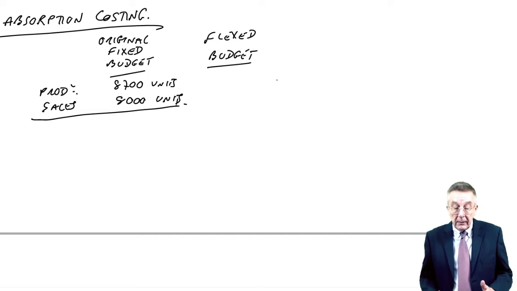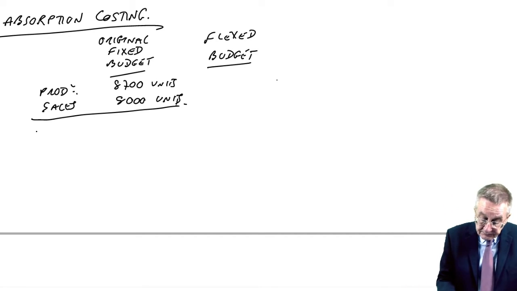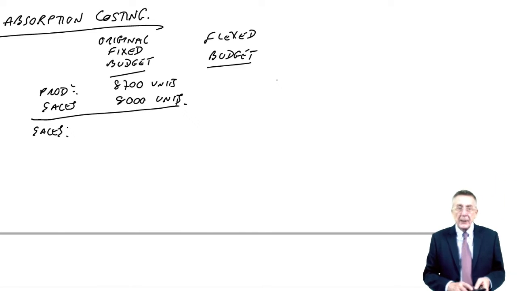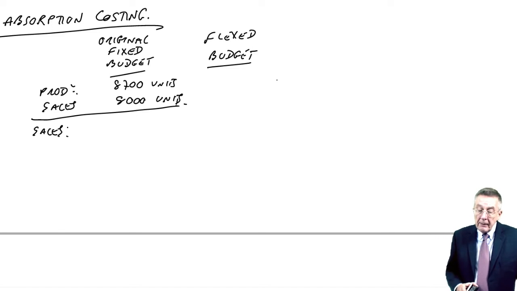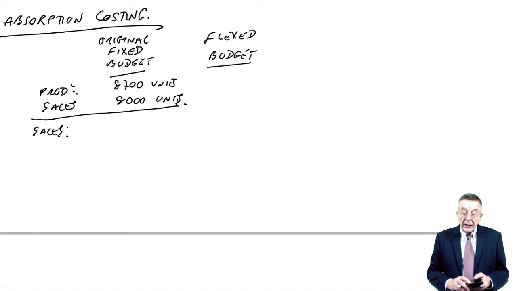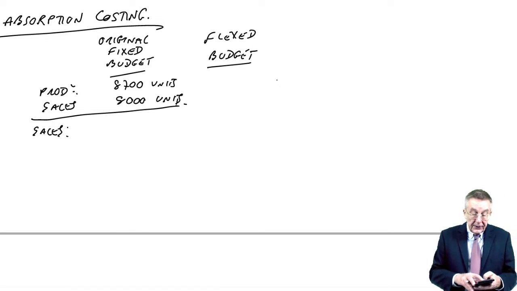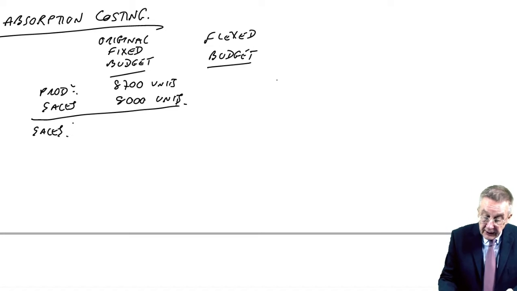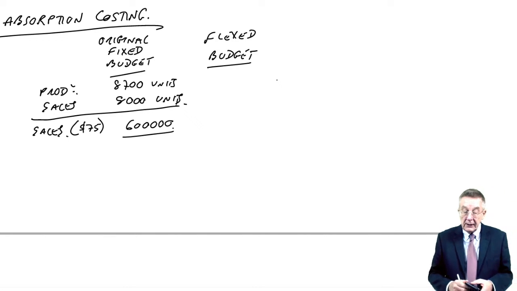Let's actually write up the budget profit statement. First of all, the sales revenue. Now, I'm not going to write all the workings down. I really shouldn't need to. But we're budgeting on selling 8,000 units. The standard selling price is 75 a unit. And so we're budgeting on revenue of 600,000.